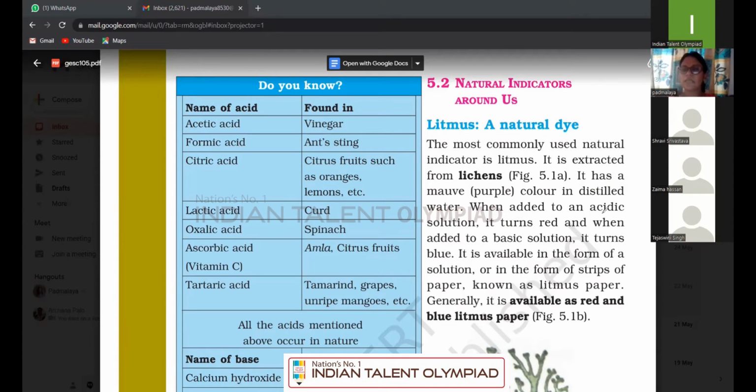When you add an acidic solution to this litmus, it will turn red. When you add a basic solution to it, it will turn blue. Different substances will give you different colors.